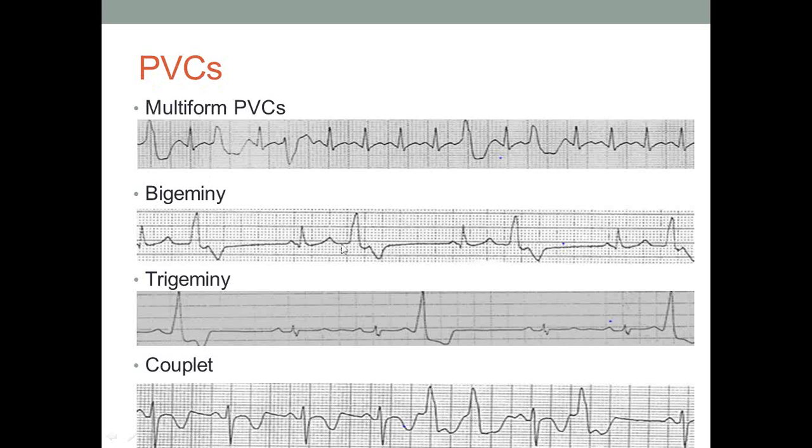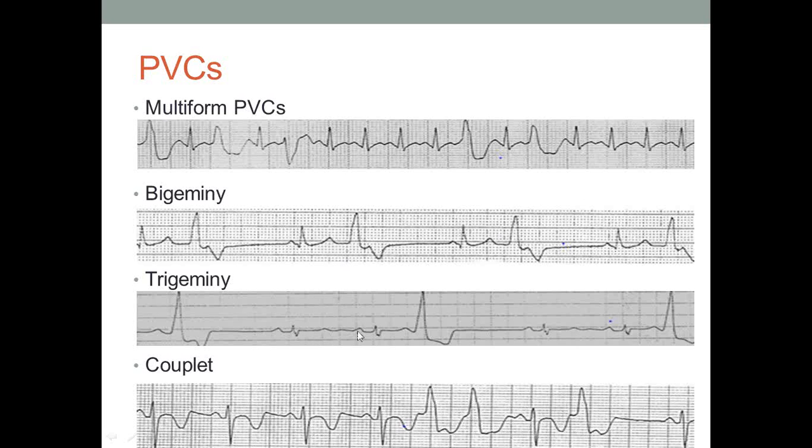When we have a PVC that alternates with a regular beat, so here's a regular beat, here's a PVC. Here's a regular beat, a PVC. And that will continue on this strip. That's called a bigeminy. So every other beat is a PVC, therefore a bigeminy.